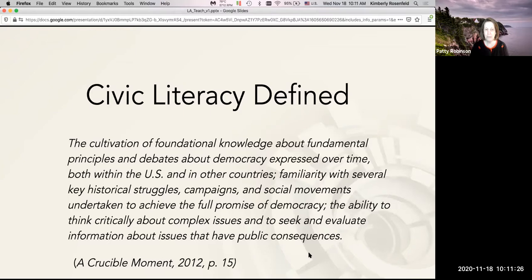So really, civic literacy is more than just about history and government and politics. It's about looking at this within a larger context of how we bring about change, and how only through knowledge can we actually bring about that change. And so civic literacy isn't something that should just be taught in higher education. It needs to start in kindergarten.